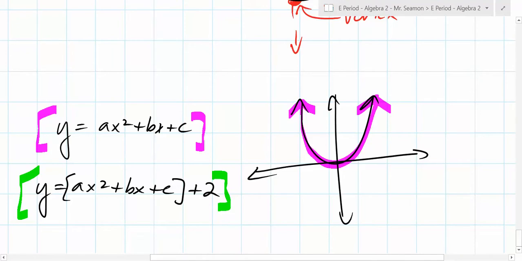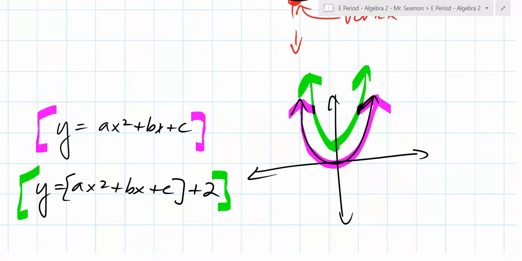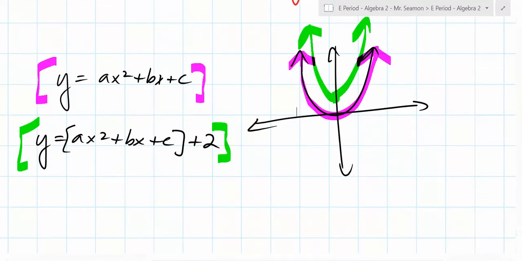Nick? Would it become more straight? Nope. Good guess, Maria. The vertex would go up 2. So what would happen to all the other points? They would all go up 2. So the whole thing goes up 2. So if you add or subtract a number on the outside, it either goes up or down. On the y-axis. Up or down is always going to be the y-axis. Exactly right. So it would move up 2 from wherever it was. Does that make sense? Yeah.